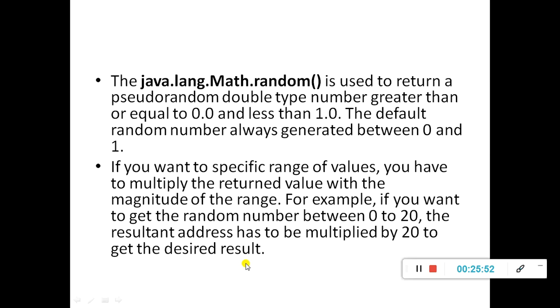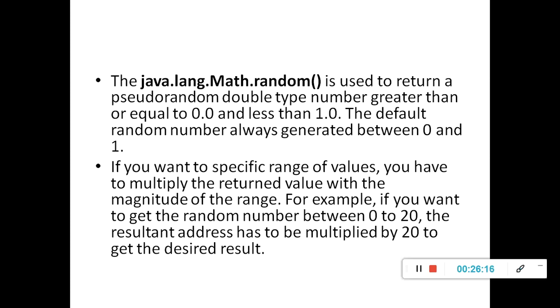Now next is the random number. Now this is used to return a pseudo-random double type number greater than or equal to 0.0 and less than 1.0. The default random number is always generated between 0 and 1. So this basically returns a random number. We don't know which number it will return, but it will always be between 0 and 1.